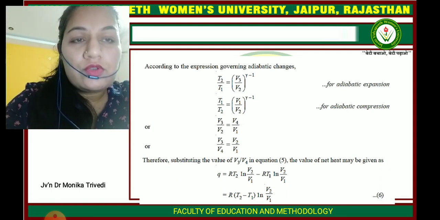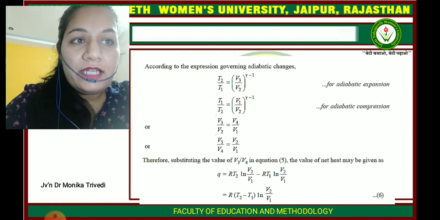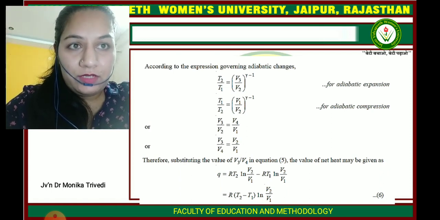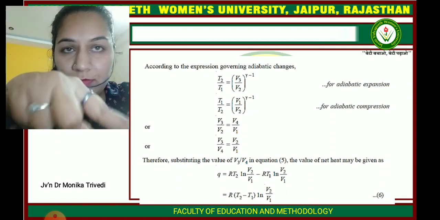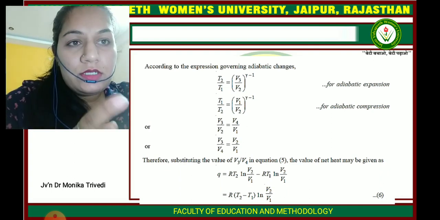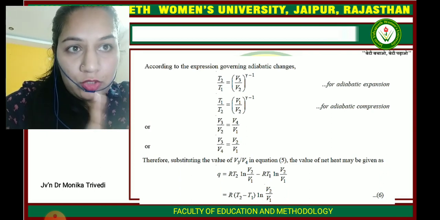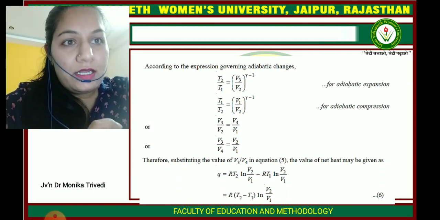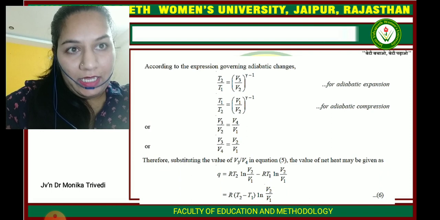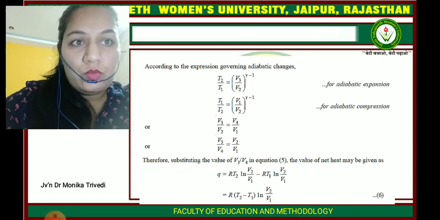Therefore, by substituting the value of V3/V4 in equation 5, the value of net heat may be calculated. Putting V3/V4 as V2/V1 in that equation, we get Q is equal to RT2 ln V2/V1 minus RT1 ln V2/V1. Finally, Q is equal to R(T2 minus T1) ln V2/V1, taking the common factor.